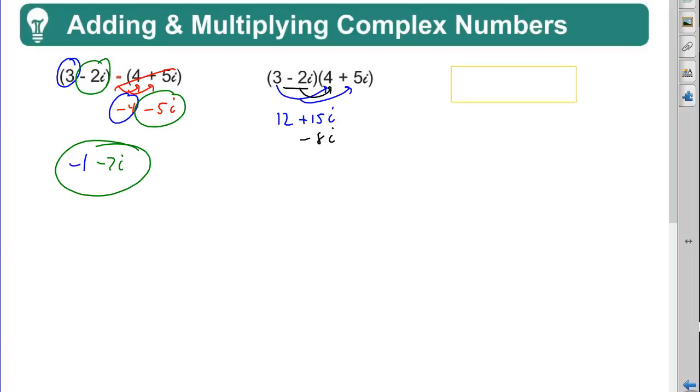I like to line up my i's. And a negative 2 times a positive 5 is a negative 10i squared. Okay, so as I go to simplify this, the middle part is easy. Positive 15i and a negative 8i is a positive 7i. But what about this i squared?